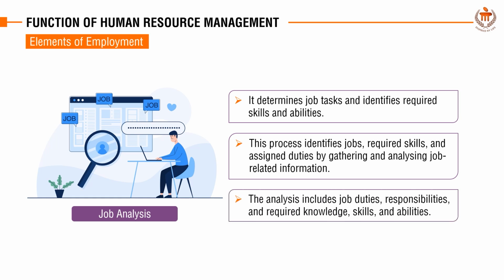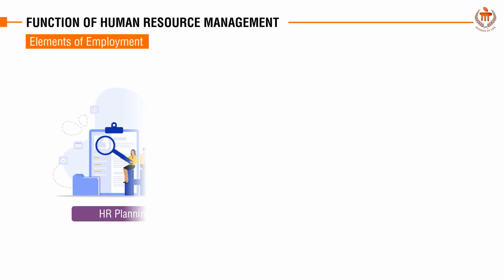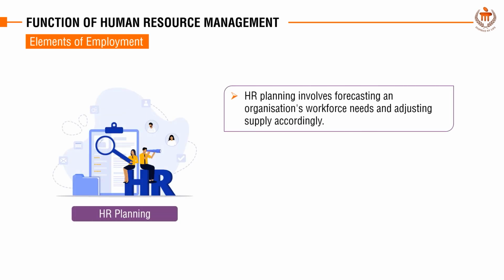Typically includes information about the duties and responsibilities of the job, as well as the knowledge, skills, and abilities required to perform the job successfully. When we have planning, this involves forecasting the HR requirements of an organization and the future supply of human resources, and making suitable adjustments between these.